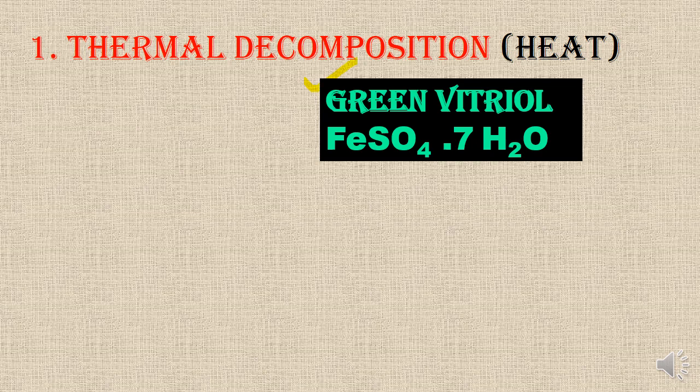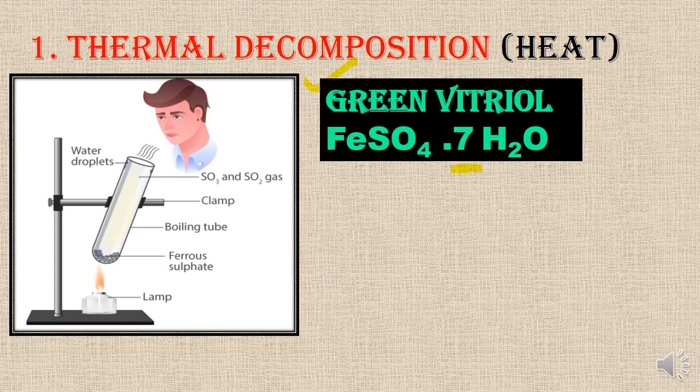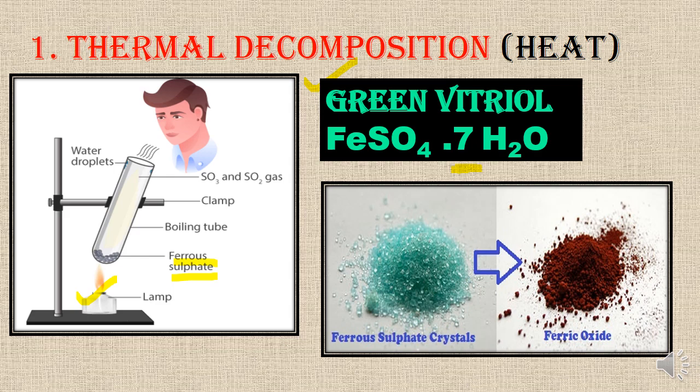Let's take the example of green vitriol. Its chemical formula is FeSO4.7H2O and its chemical name is ferrous sulfate heptahydrate. Hepta means 7. Here, there are 7 water molecules of crystallization present along with the crystals of ferrous sulfate. Now, if you take some amount of the ferrous sulfate crystal in a test tube and heat it for some time, then you will notice that the green color will be changed into a brown residue.